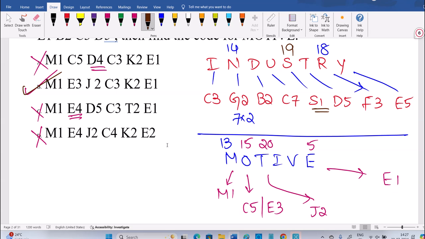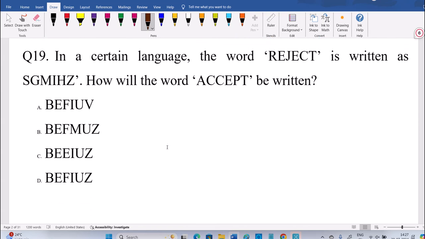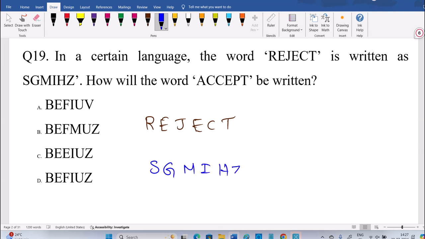Split the given number as a product of two numbers. Now reject, accept. So reject is given here. SGMIHZ. We have to work on accept.